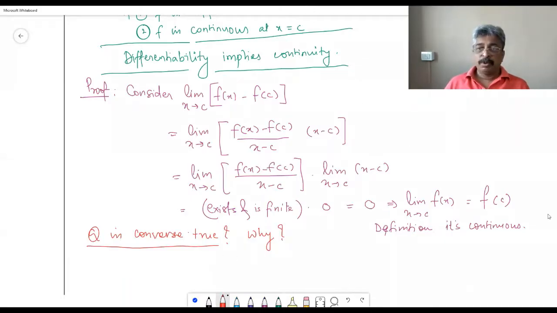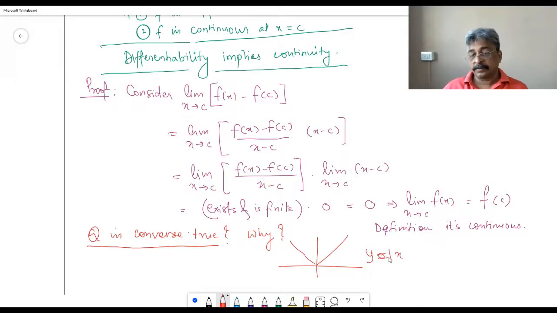Okay, if we want to prove a theorem, we have to write the proof, and if we want to disprove it, one counter example is good enough. If continuity implied differentiability, that statement would have to be true, but it is not true because we have many examples by which we can show that a function is continuous but not differentiable. And the easiest function to imagine is mod x, y equal to mod x, as x tends to 0.